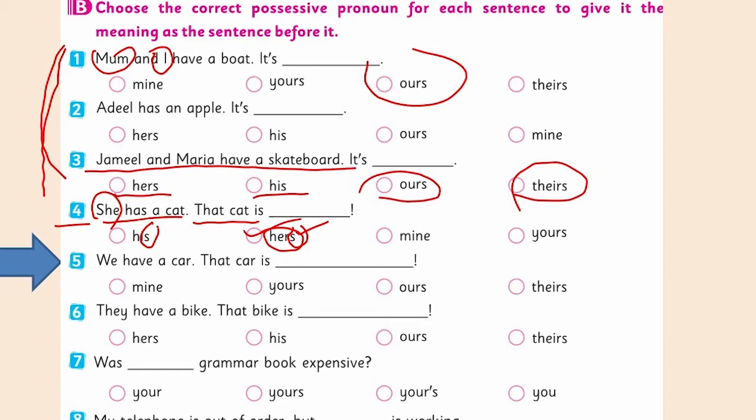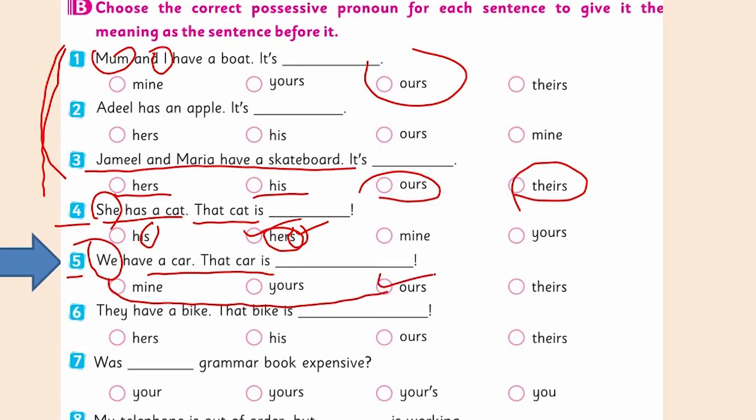So here, if it is "she", what will we choose? Hers. Look at the fifth one. We have a car. That car is we. Look at the "we" here. They are talking about themselves. So, for "we", the possessive pronoun will be ours.